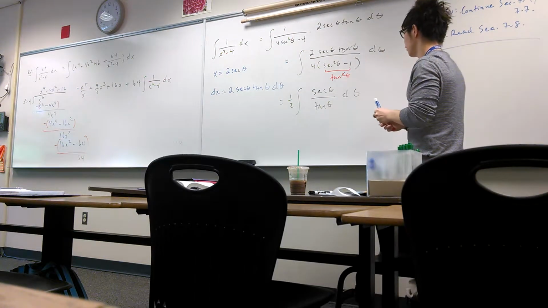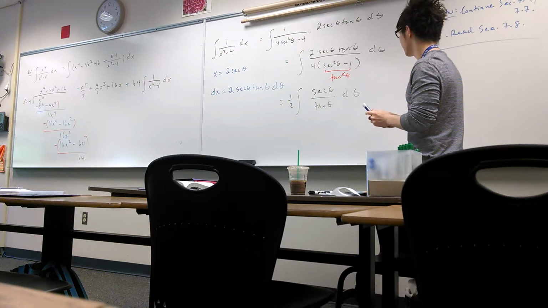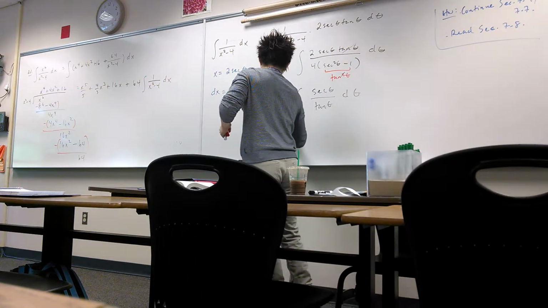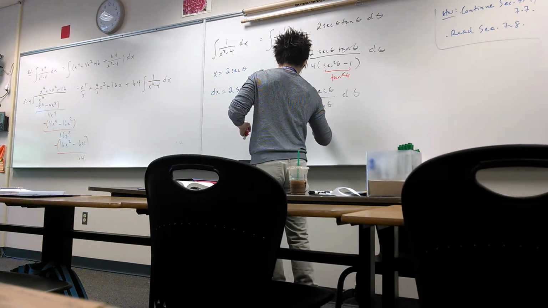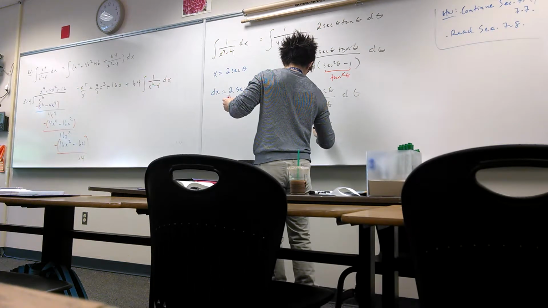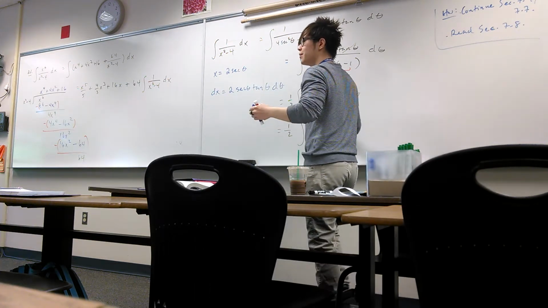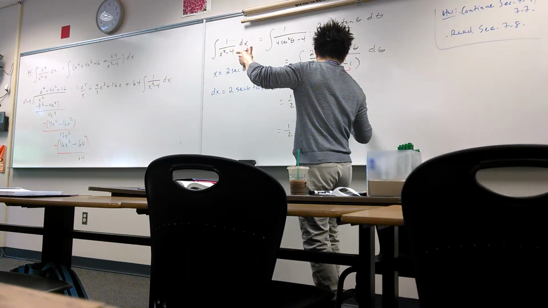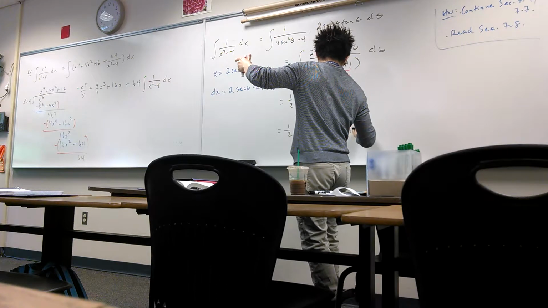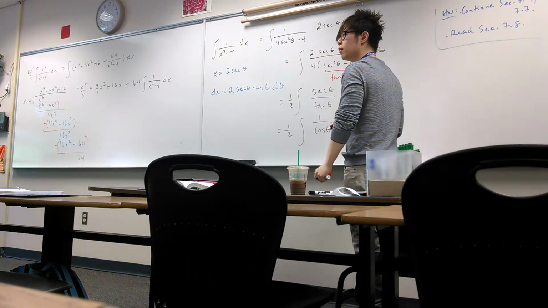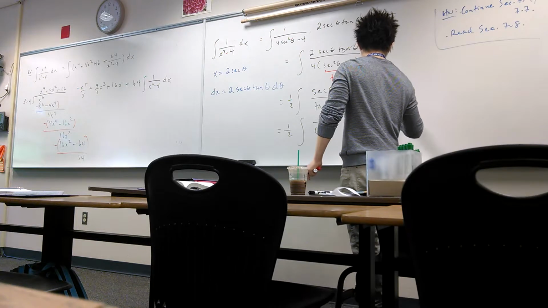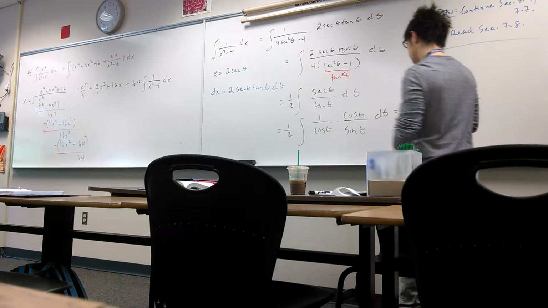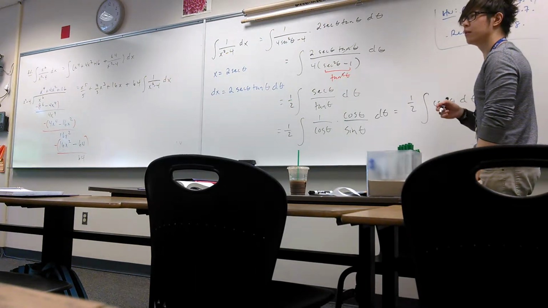And secant over tangent, does that simplify into something nice? Secant is 1 over cosine divided by tangent. So tangent is sine over cosine. If I divide that, that's going to be cosine over sine, right? And that becomes 1/2 the integral of cosine over sine, or 1 over sine.